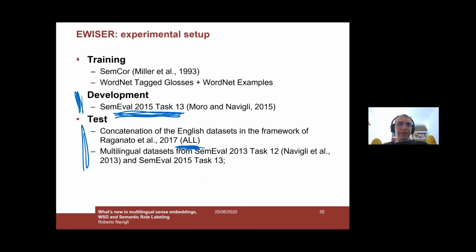And as training, we use the 2 data sets that are normally used in word sense disambiguation: SemCor and the WordNet tagged glosses plus examples from the glosses. We also test on multilingual data sets, which are the non-English counterparts in 4 other languages from the SemEval 2013 and 15 tasks, WSD tasks.